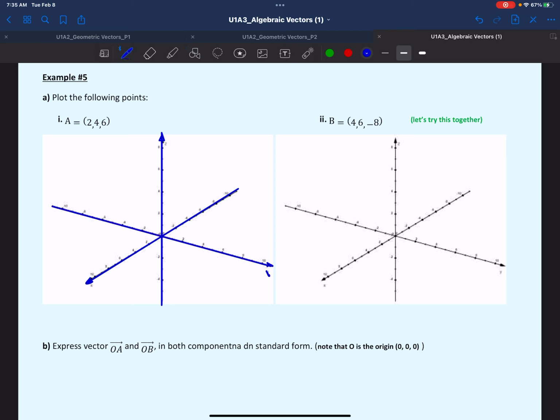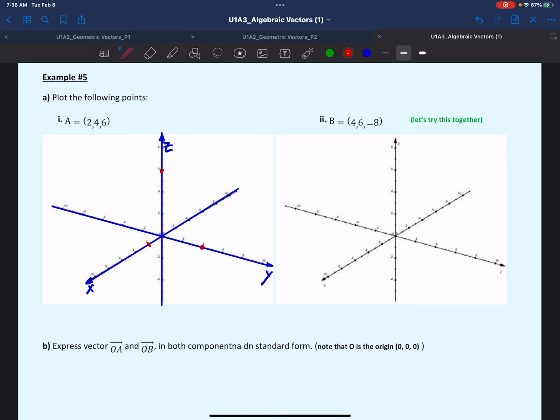So this is the 3D plane. We have the y, we have the x, and we have the z axis here. So we want to plot the point 2, 4, 6. So x equals 2 will be right here. So 1 unit is equal to 2 here. So y equals 4 would be right here. And z equals 6, which will be right here. So this is how we would like to draw the point.